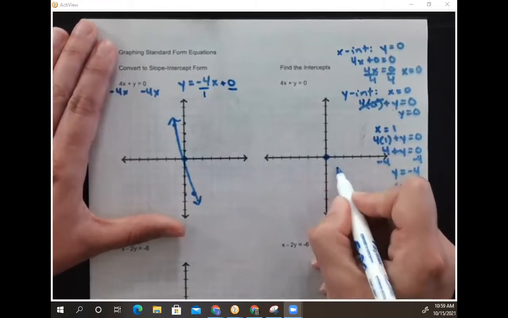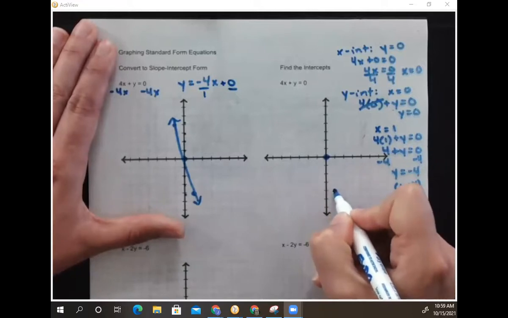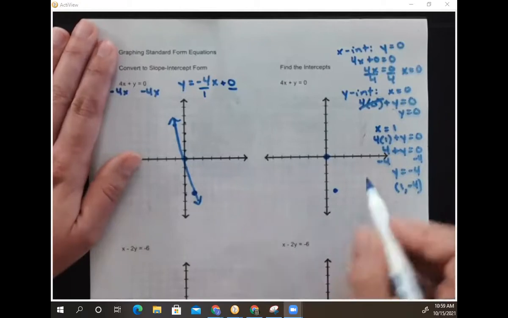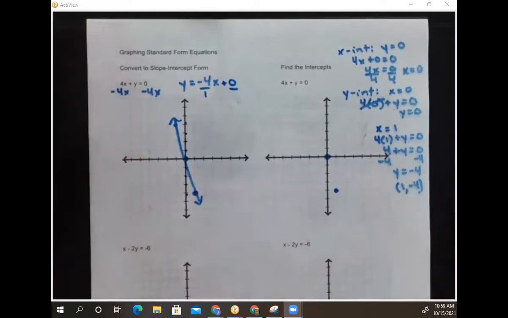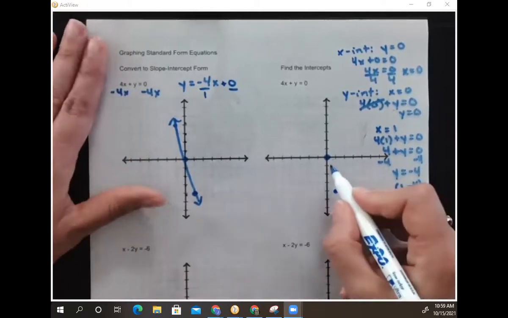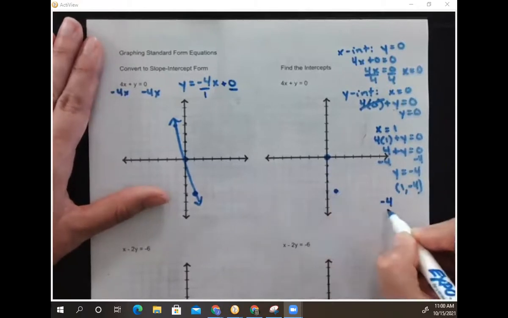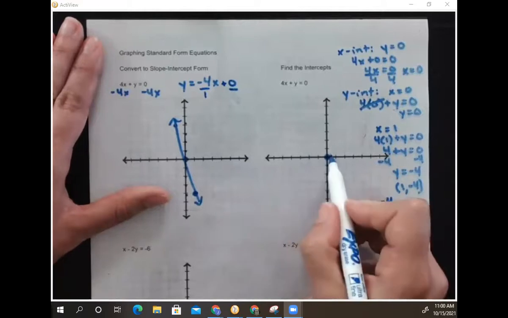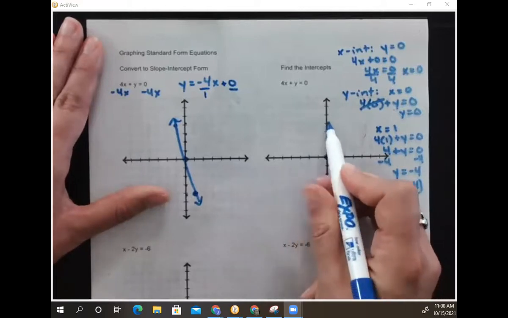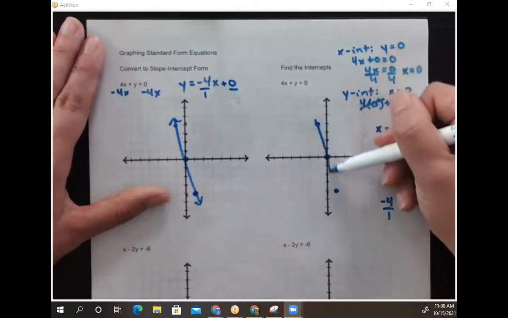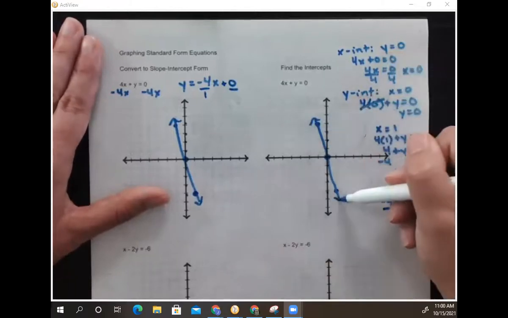So 1, 1, 2, 3, 4. Notice I also had that point on my other graph. Once I have a second point, I can find the slope. So I went 1, 2, 3, 4 down and over 1. So I can get a third point. 1, 2, 3, 4, back 1, since I'm out of room this way. So I had to pivot a little bit on this one.